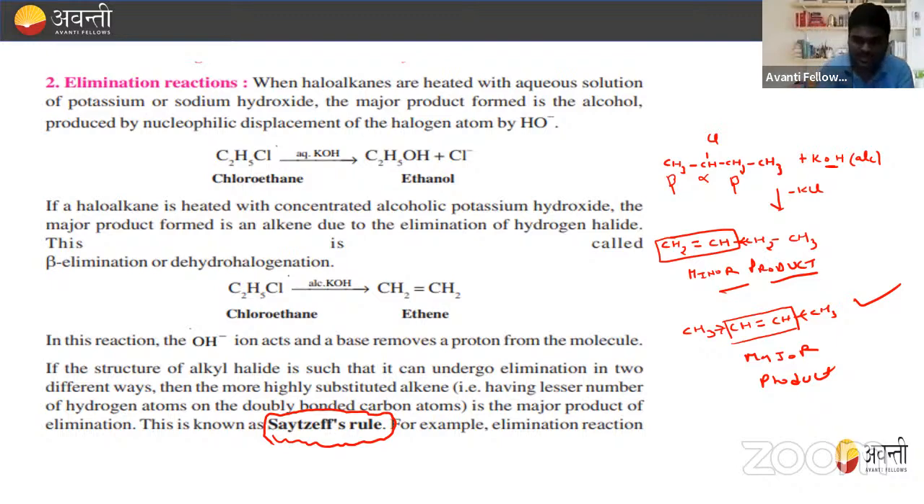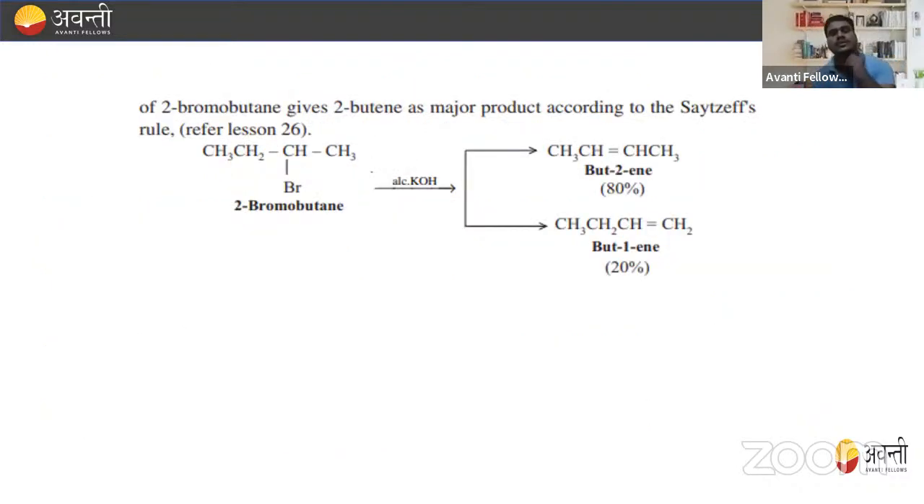For example, the elimination reaction of 2-bromobutane gives 2-butene as the major product according to the Saytzeff rule. So we can say that this will form in about 80%, and the similar expression for the previous one, this will form 20%.